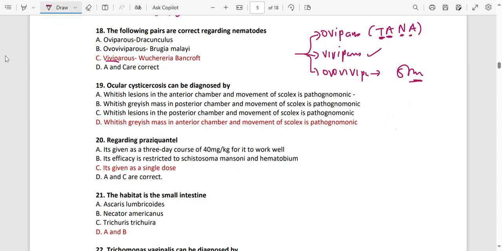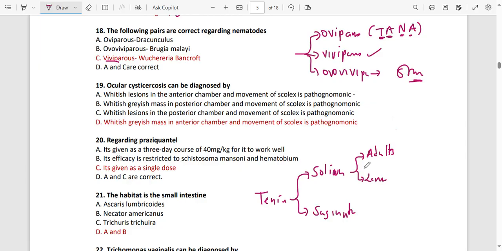Okay, number 19. Ocular cysticercosis can be diagnosed by. We know cysticercosis. Let's mention it again. When you're talking about Taenia, we have got two guys which we call Taenia. We have got solium, which is a bad guy, and then we have got saginata. Now, with the solium guy, you can have adult worms infecting us, or you can have the larva.